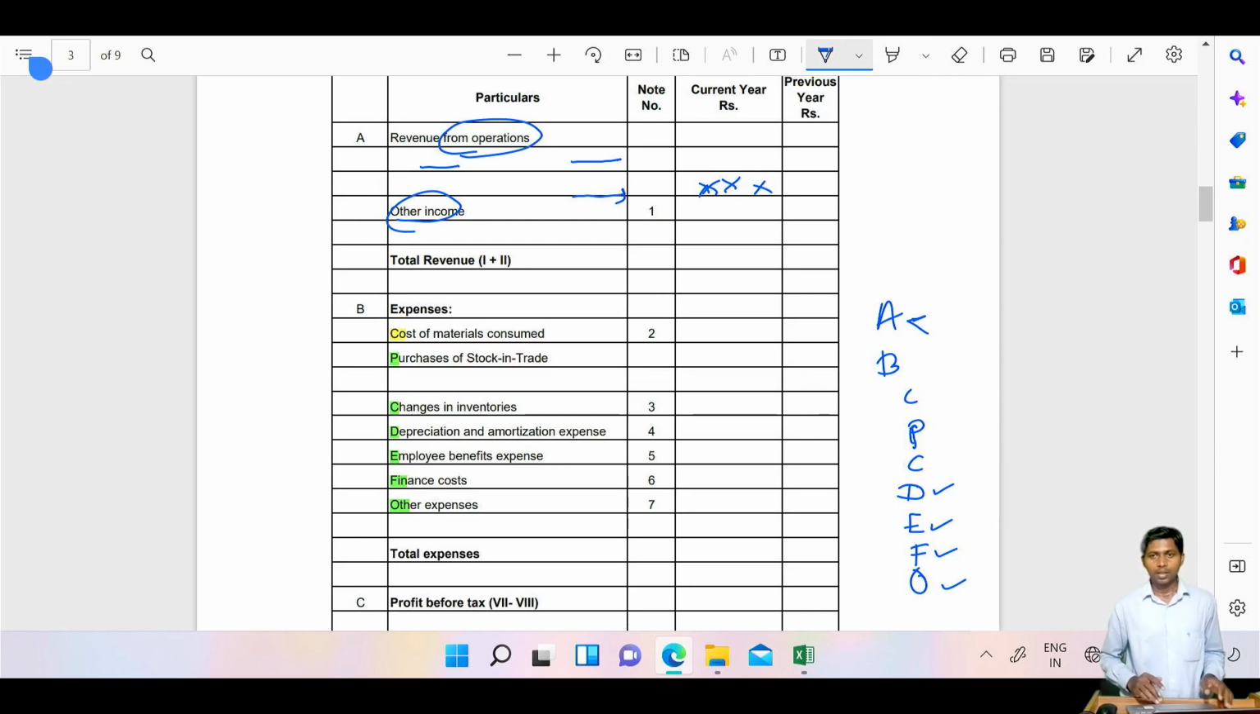Understood? Then we write other income. Other income, how can we understand whether a particular item is part of other income or not? If that is not the operation, then you can say that is other income. If that has already been written in the operation, then there is no need to write the same thing in other income. Just at one place we write the trial balance items.